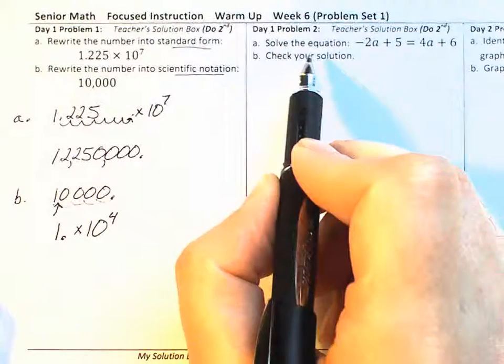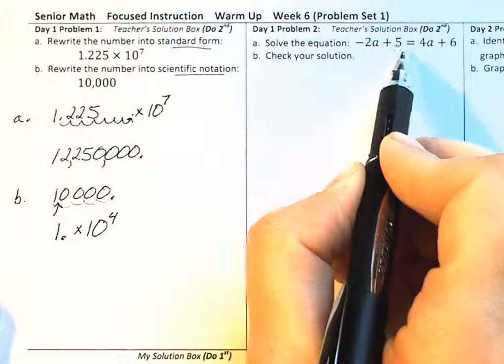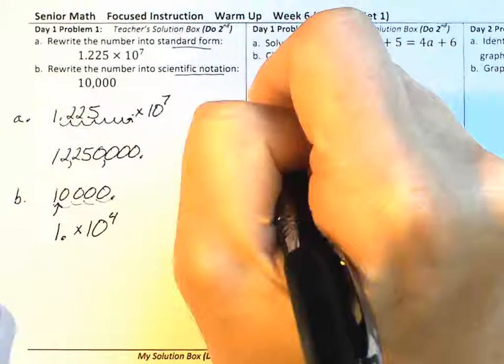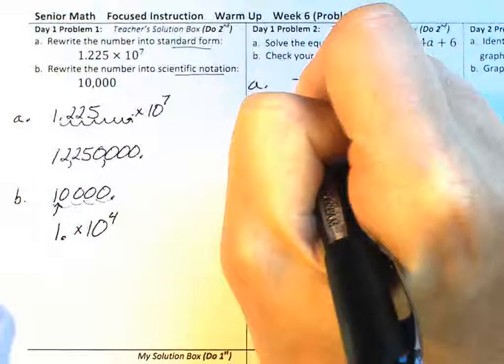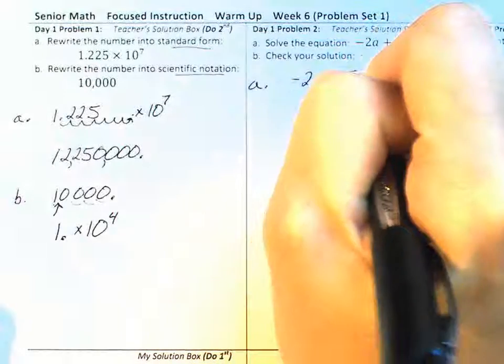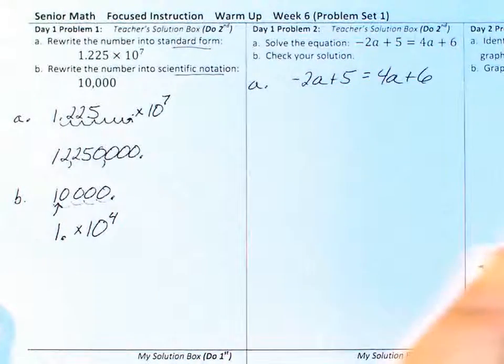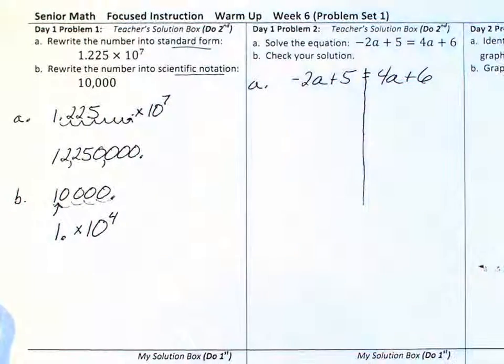Now, day 1, problem 2. Solve this equation for the variable a. Let's figure out what a has to be equal to, and then we'll check our solution. So, question A, negative 2a plus 5 is equal to 4a plus 6. Draw a vertical line down from the equal symbol to keep the sides of the equation straight, and let's solve this for the variable a.